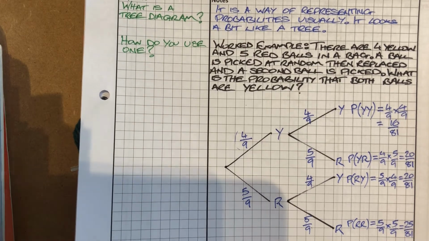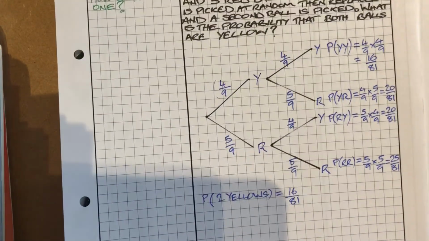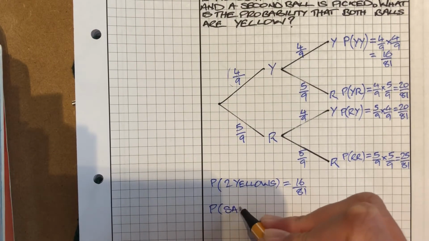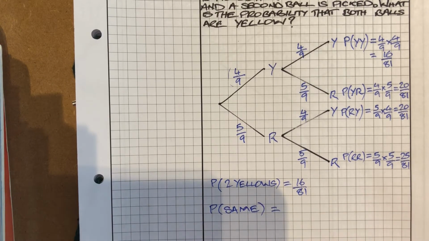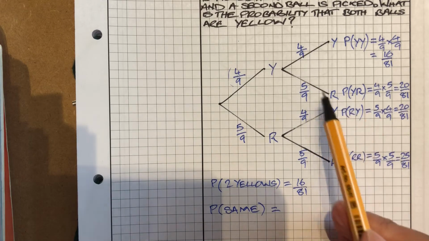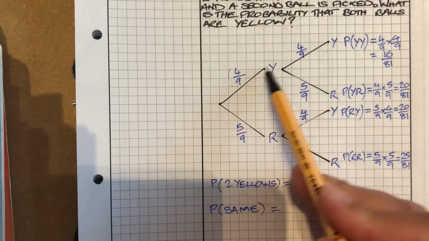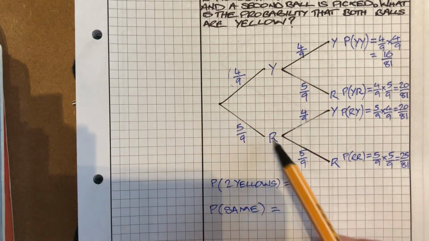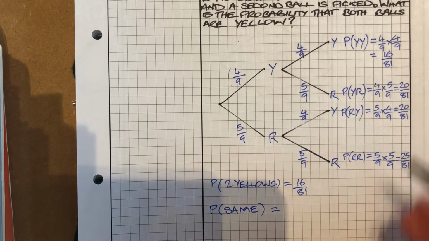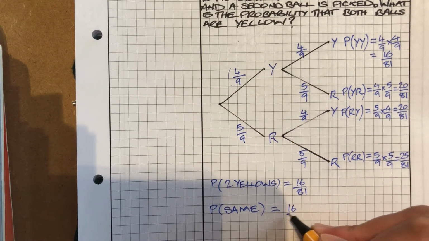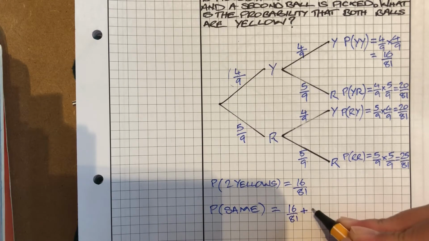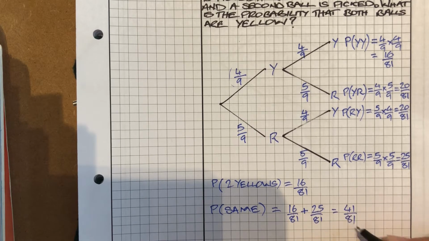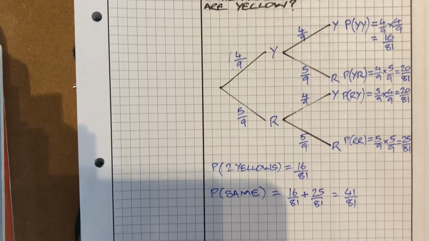Now, we could ask something a little bit more complicated. We could say, what is the probability that the balls are the same colour? Well, that would mean that I finished up either here or here. Same colour, yellow followed by a yellow, so I finish up here, or a red followed by a red, I finish up here. So what are those probabilities? Well, 16 over 81 add 25 over 81 gives me 41 over 81. The probability that the balls are the same colour.